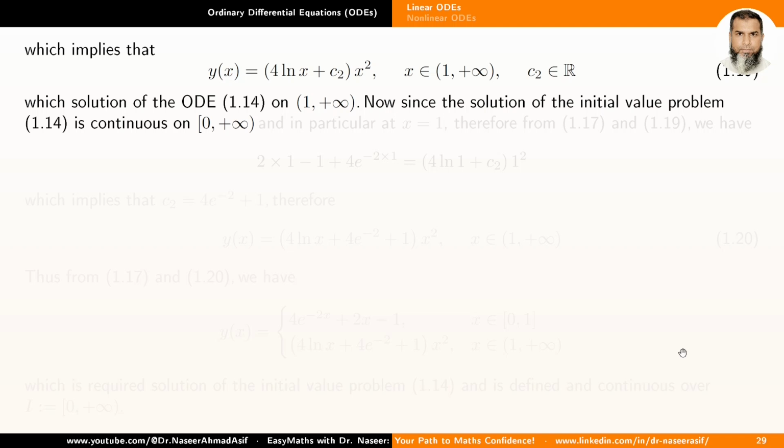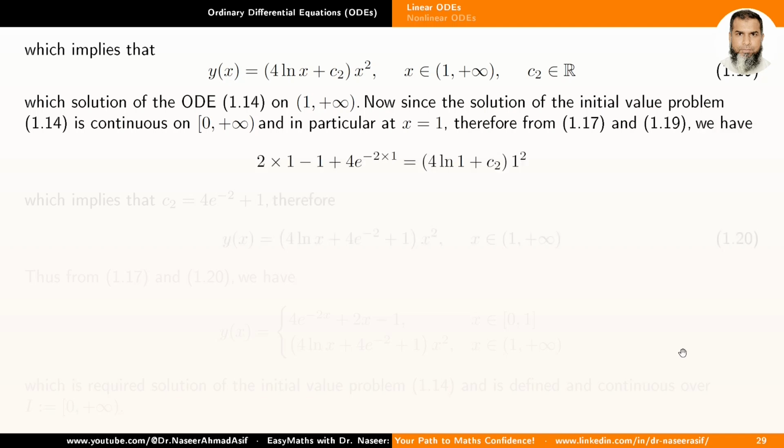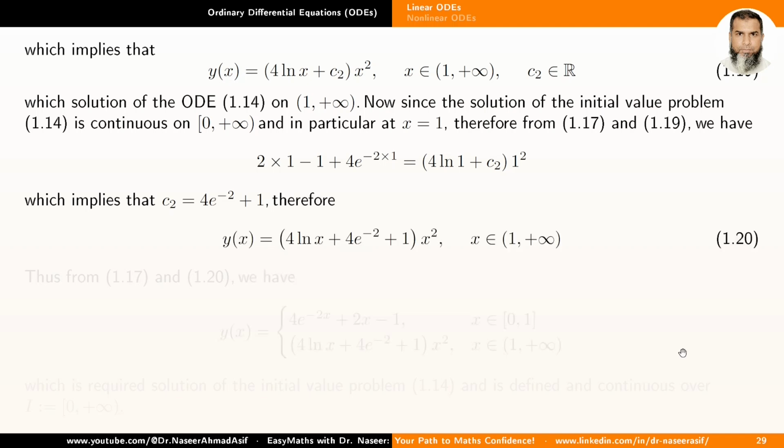Now since the solution of the initial value problem 1.14 is continuous on the closed interval 0 to plus infinity, and in particular at x is equal to 1, therefore from equations 1.17 and 1.19 we have 2 times 1 minus 1 plus 4 e^(-2 times 1) is equal to 4 log 1 plus c2 times 1 squared. So c2 is equal to 4 e^(-2) plus 1. Therefore, y(x) is equal to 4 log x plus (4 e^(-2) plus 1) x^2, where x is in the open interval 1 to plus infinity.